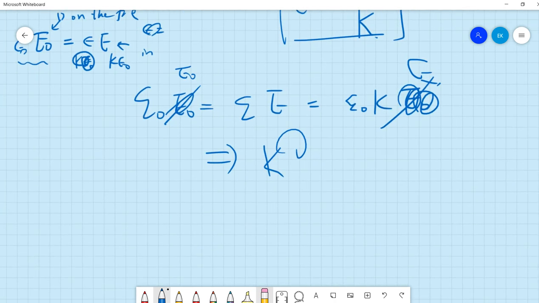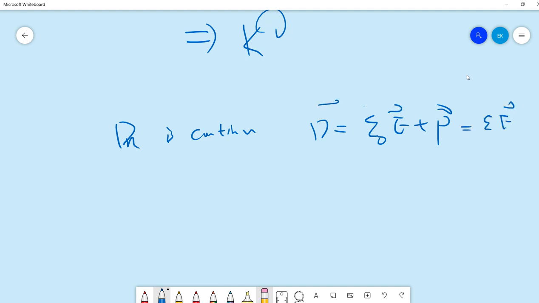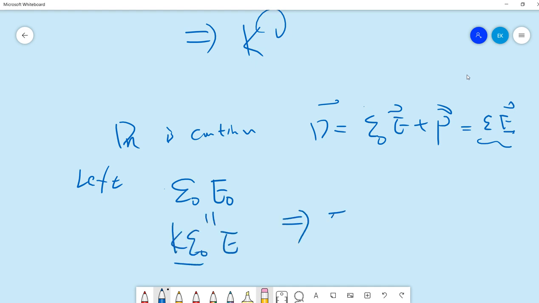Okay, so let me write again. D normal is continuous. D is epsilon naught E plus P, or usually people just write it as epsilon E. So on the left hand side in free space, you just have epsilon naught E naught, right? And on the right hand side you have K epsilon naught E. These must be equal, so E equals E naught divided by K.